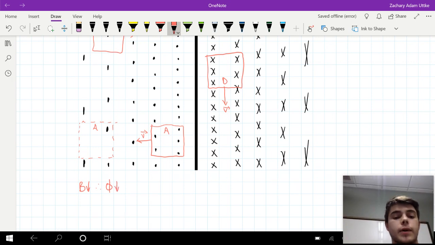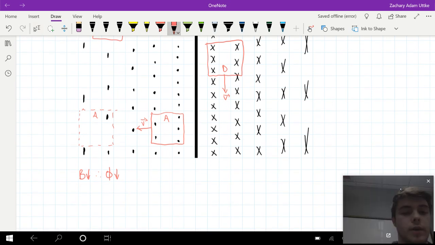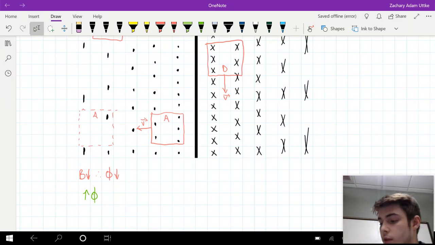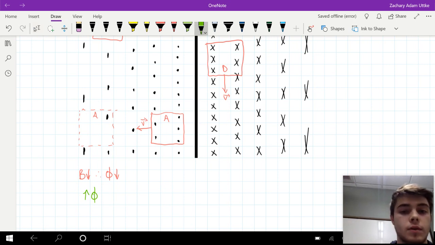And remember, we always want to resist the change in flux. So if the flux is decreasing, we're going to want to increase the flux. So this is what we want. We want to increase the flux. And how can we do that? So whenever we want to increase the flux, we have to add some induced magnetic field to the already there magnetic field. So what does that mean?